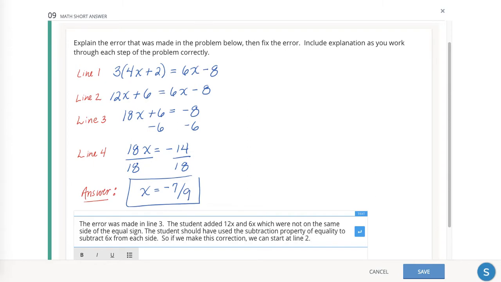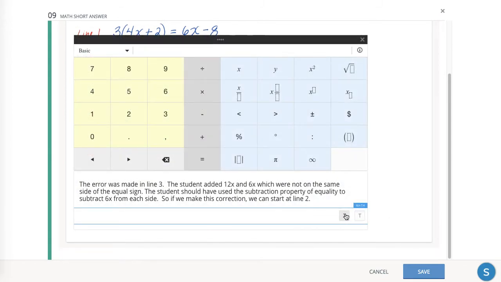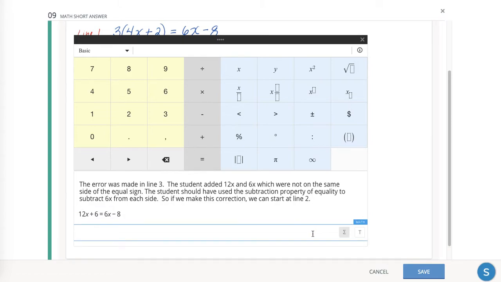Okay, so I think that's a pretty good explanation so far, but now I need to correct the problem. So I'm going to hit enter, and if you notice, when you hit enter, you get a new line, and again, you can choose the math or the text. So I'm going to retype line 2, 12x plus 6 equals 6x minus 8. And then I'm going to pick up the problem from there. So I'm going to hit enter again, and now I can explain what I'm going to do. And I'm going to explain we can subtract 6x from each side, correcting the error that was made in line 3.